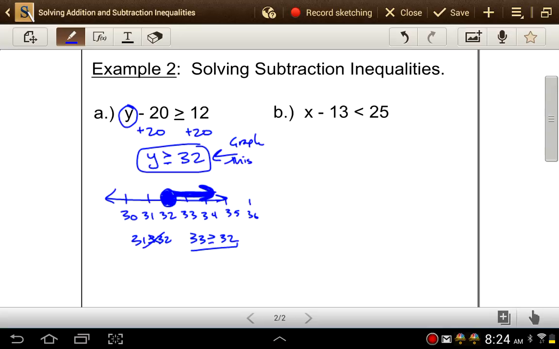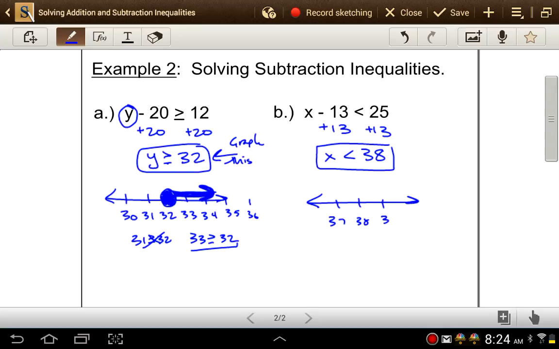Okay? For B, x minus 13 is less than 25. I'm going to add 13 to both sides. That's going to give me x is less than 38. 38 minus 13 is 25. I'm going to graph x is less than 38. So I'll put a couple tick marks on there: 37, 38, 39. I circle 38. I do not fill it in because it does not have the equal to part. It's just less than. So 38 is not a correct answer.